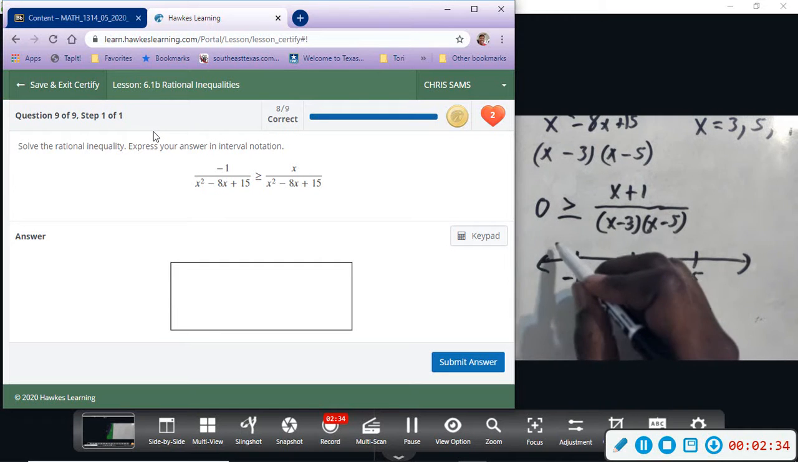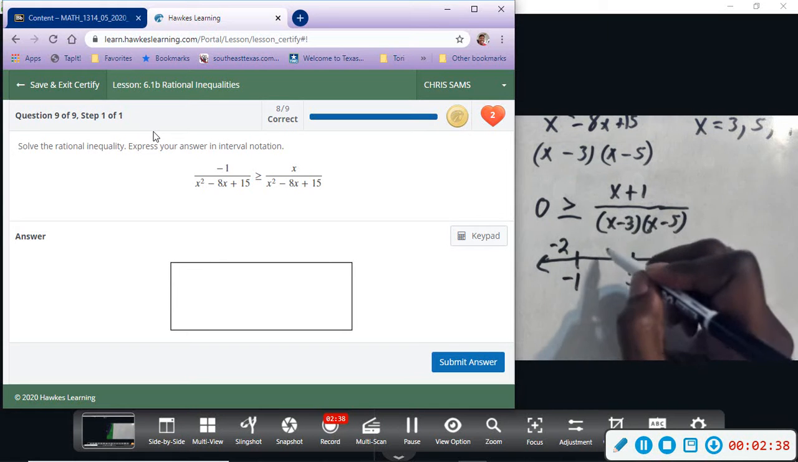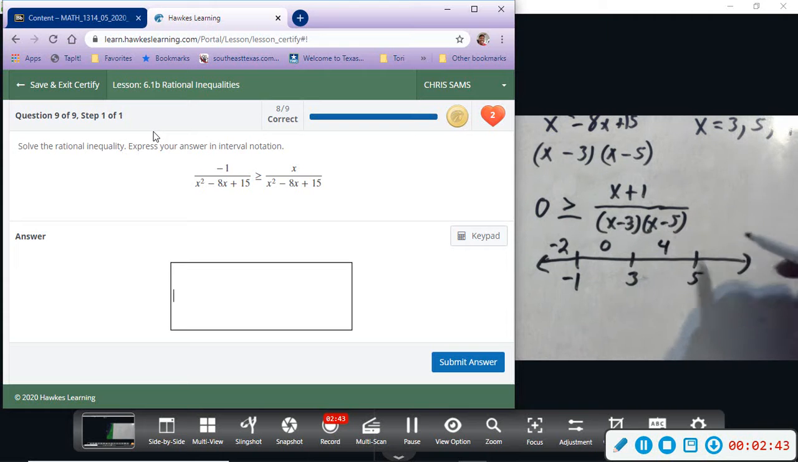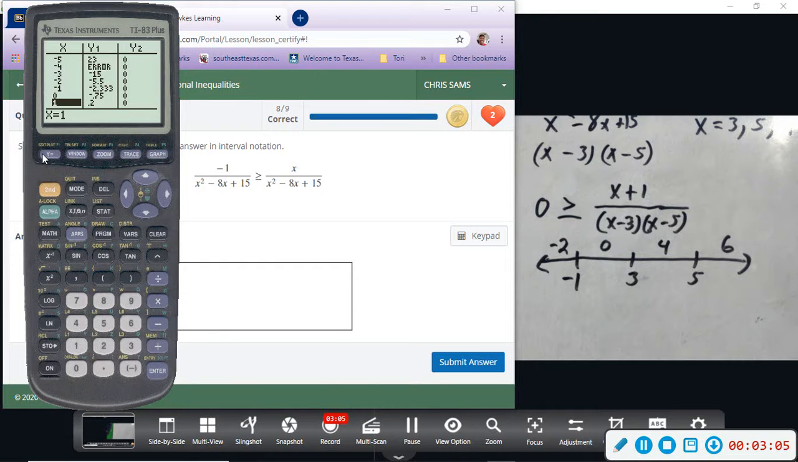So left of -1, -2. Between -1 and 3, 0. 4 between 3 and 5, and then 6. So several numbers. I will let the calculator handle the heavy lifting. So again, we didn't multiply to move. All we had to do was add. So I can just set it up this way. And I want to see 0 greater than whatever we get when we plug in. And so I'll just be comparing positive and negative, basically.